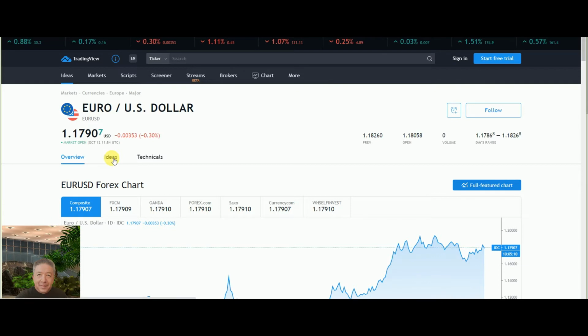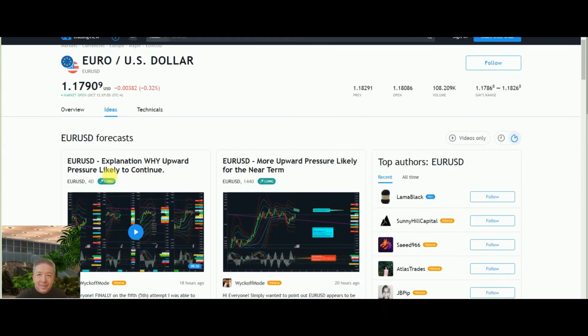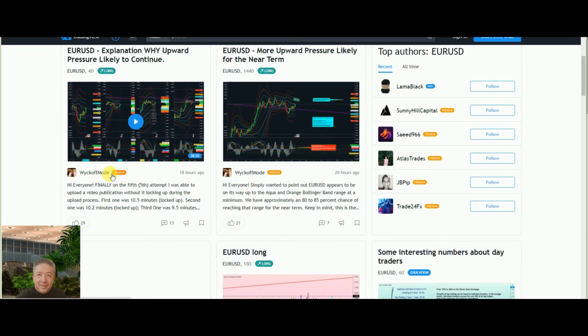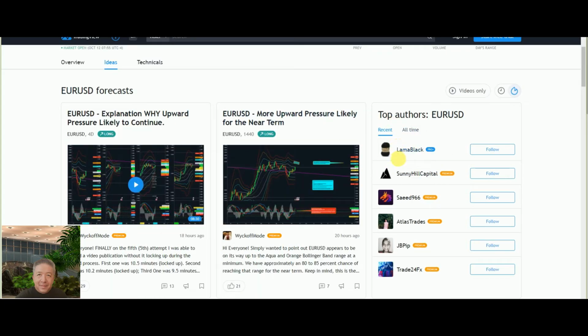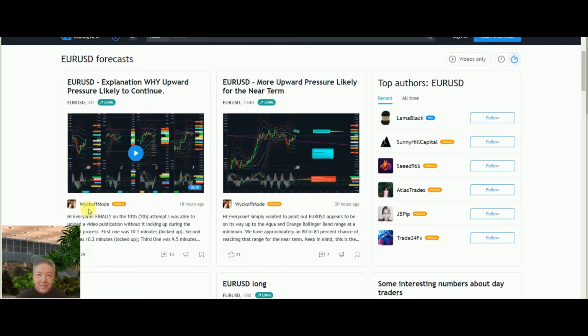So ideas is mainly for ideas. I'm just kidding. It's mainly for some analysis of experts, quote unquote. So there are top authors: Lama Black, Sunny Hill Capital, Side 966, Atlas Trade, JB, PIP, Trade 24FX, and they're the ones who tweeted or talked about EURUSD. That's why they're featured here. Of course, there are also other authors. Look at this: EURUSD explanation why upward pressure is likely to continue, by Wyckoff Moat. So you can use that.